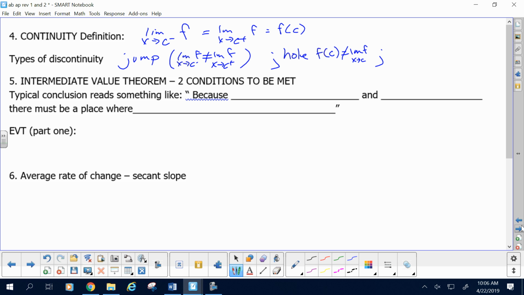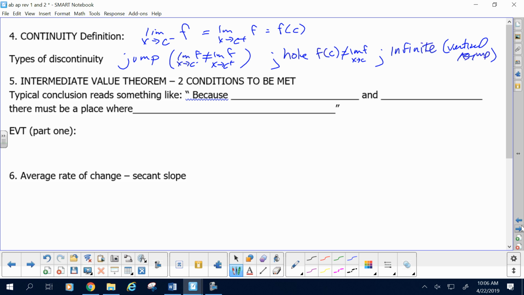Sharp turn, that's still derivative. Infinite. Infinite is a vertical asymptote kind of thing. Okay? All right. In that case, the limit doesn't exist, so it's hard for the limit not to exist and equal a point. That's kind of failing the definition.